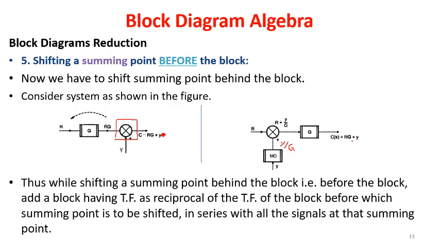Thus, while shifting a summing point behind the block, that is, before the block, adding a block is required, having a transfer function that is the reciprocal of the transfer function of the forward block before which the summing point has to be shifted, and making sure that it is in series with all the signals that are at the summing point. This is what you have to take.